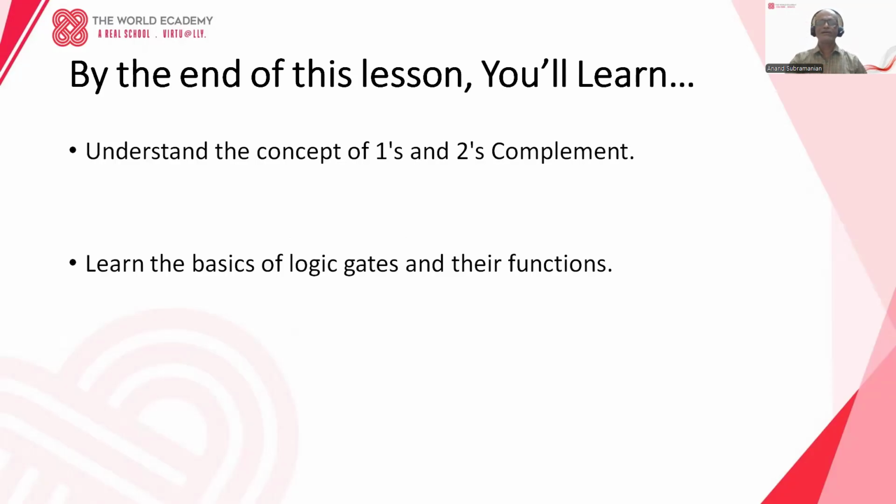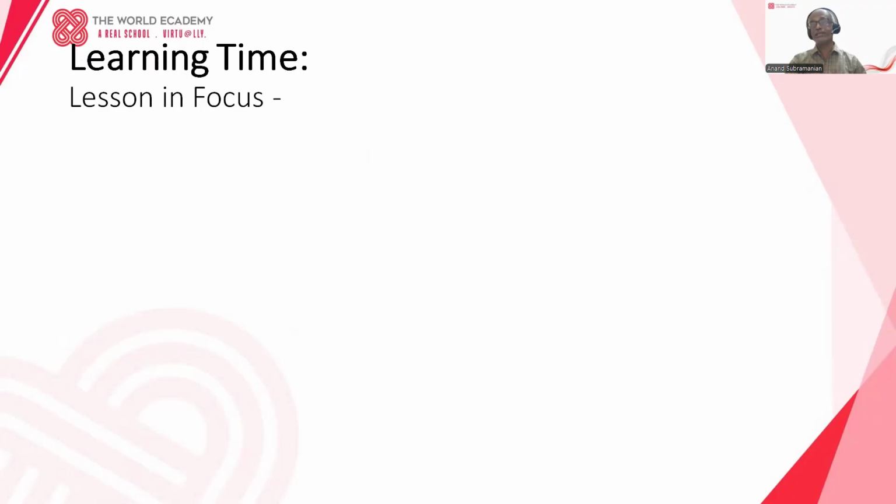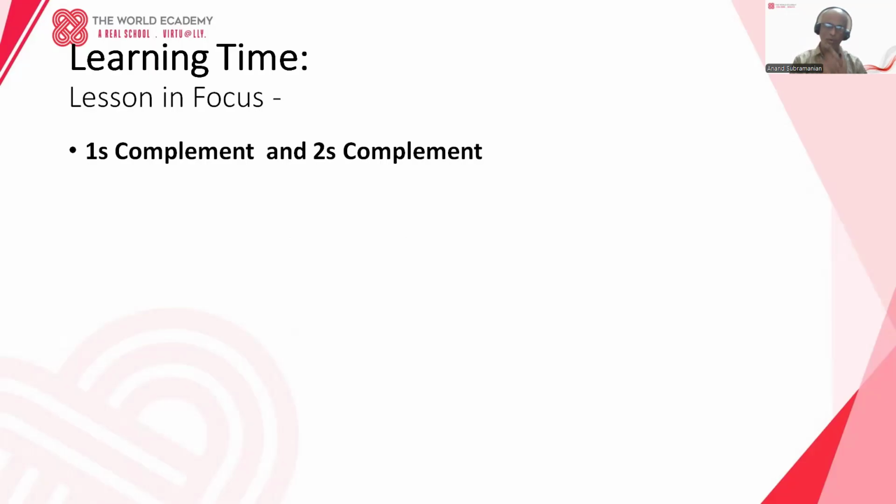Right? All right. So now, learning time. So what are we going to study? We are going to start by studying one's complement and two's complement. What is one's complement? We are going to see now. We are going to work out all those things. Two's complement is the normal usage. To find a negative number, we use the two's complement.